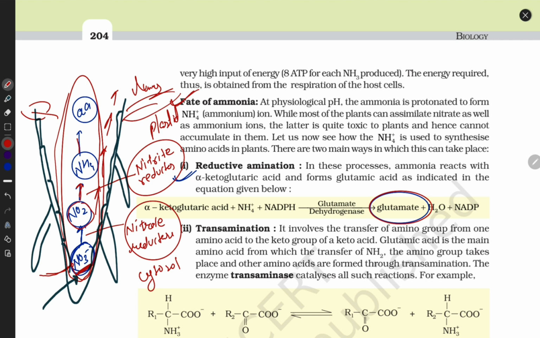Glutamate amino acid. What happens? Reductive amination. Alpha-ketoglutaric acid, ammonia, NADPH and some energy change into glutamate. This is the amino acid. This is the enzyme that converts ammonia into amino acid. This is the process, guys. Ammonia to amino acid. What is the fate of this ammonia?